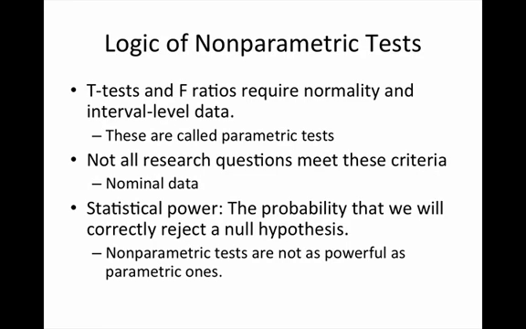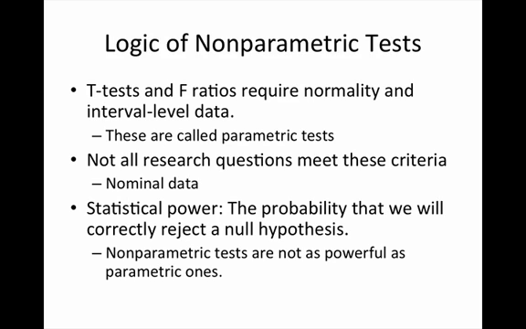All right. Now, in terms of the logic of the nonparametric tests, the t-tests that we learned about in Chapter 7, the f-ratios that we talked about in Chapter 8, and the techniques for correlation and regression that we finished up with in Module 6, are all parametric tests, meaning that they have assumptions about the underlying nature of the data. So, for example, they assume that data are interval level.